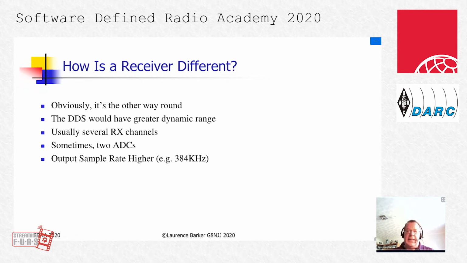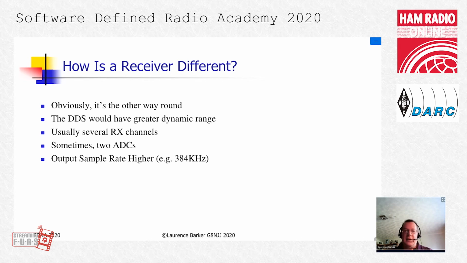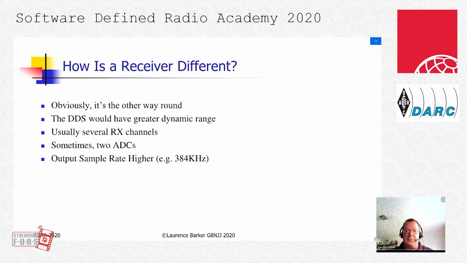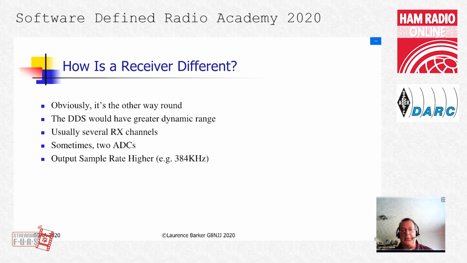Let's very quickly look at how a receiver is different before we finish up. Obviously, the flow graph is the other way around, and that's what I described when we began the talk. The DDS would have to have a greater dynamic range. Typically, you'd set it to generate something like a 140 dB spurious-free dynamic range. Just increases the number of IQ output bits.